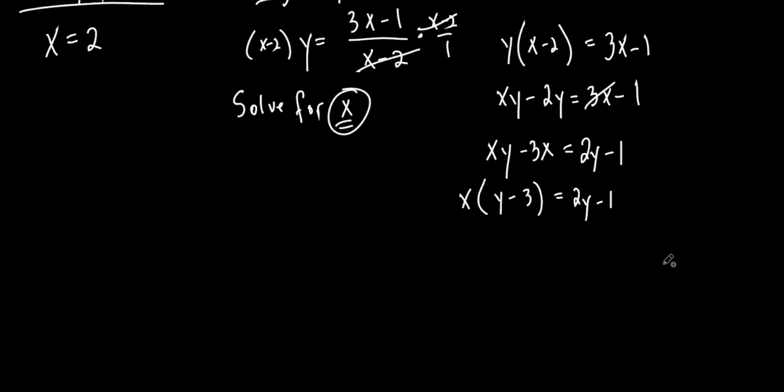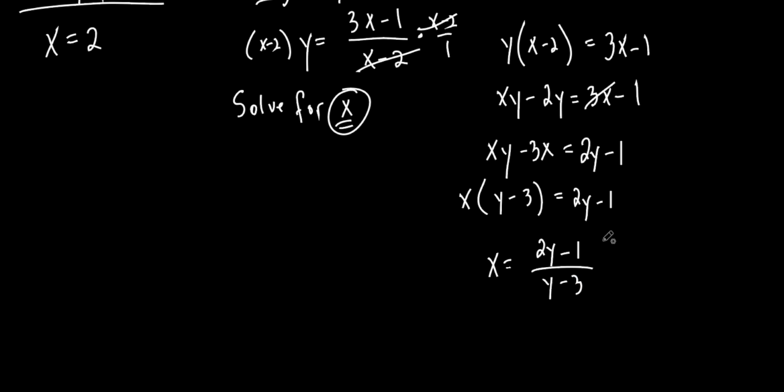All right, again, what are we trying to do? We're trying to get x by itself, aren't we? So now we are kind of ready to do that. How do I get x by itself here? Divide by y minus 3. So let's do it. X equals 2y minus 1 over what? Y minus 3. Okay, now we got x by itself. That was our first thing to do.